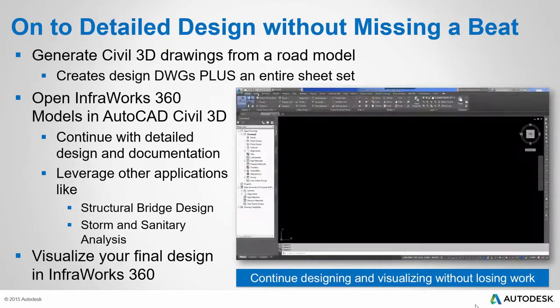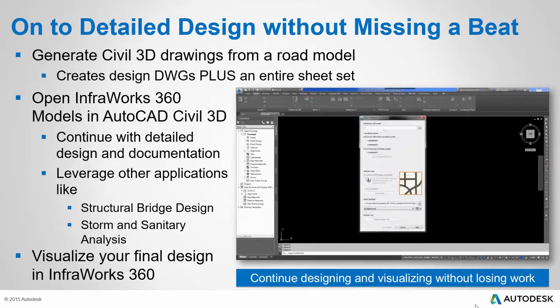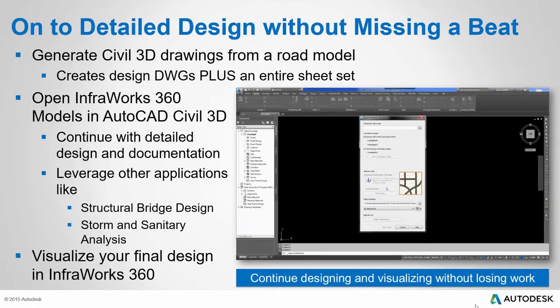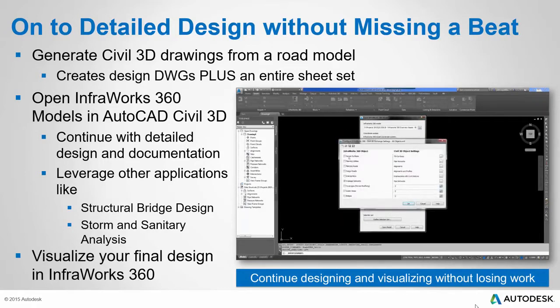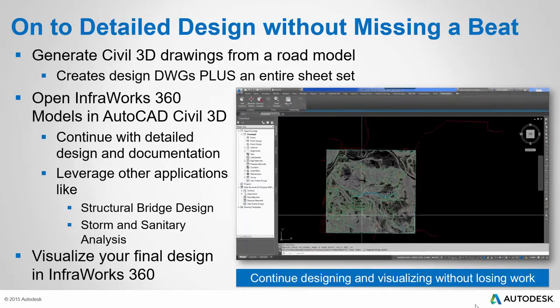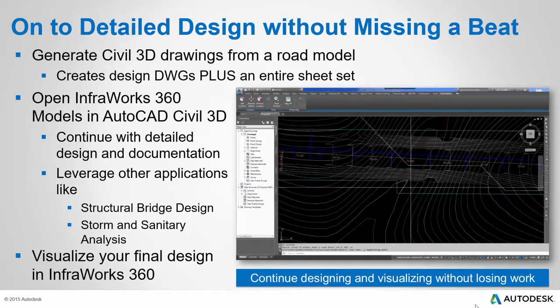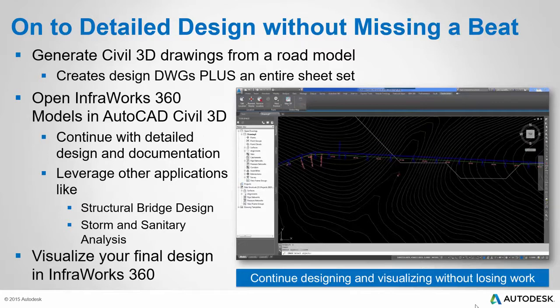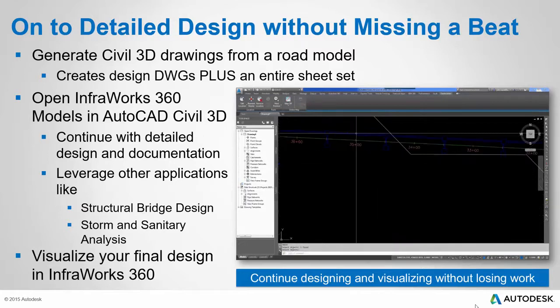In this example, we see this functionality being leveraged with storm design, where our user is opening an InfraWorks 360 model in Civil 3D, and this model happens to contain some underground storm pipes and structures. And you can see as we zoom in, those pipes and structures have come in as Civil 3D objects with their locations and elevations and sizes respected from InfraWorks 360.